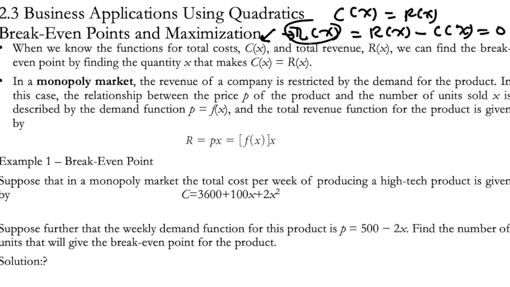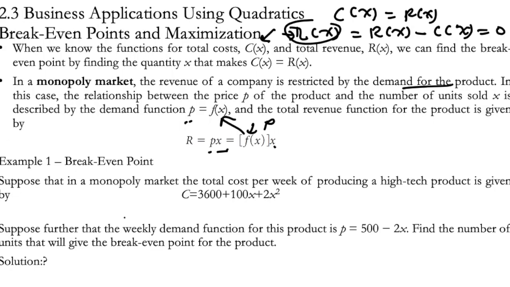Okay, so in a monopoly market, for instance, for any company, the revenue of a company is restricted by the demand for the product. In this case, the relationship between the price of the product and the number of units sold, which is x, is described by the demand function. P depends on x, price depends on quantity sold. And the total revenue function is therefore price times quantity. This one is price, remember this one, and then quantity x. Okay, let's look at the first example here, break-even point.